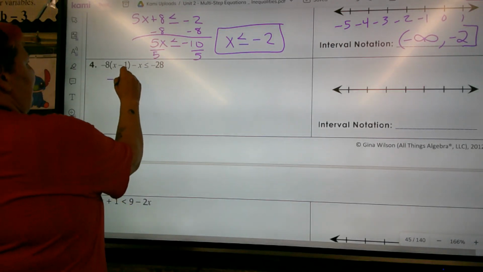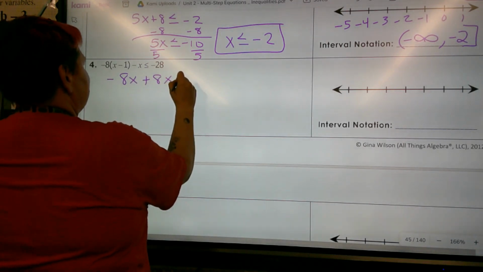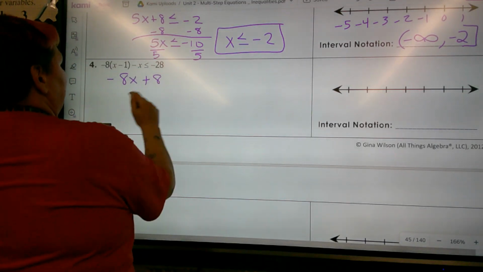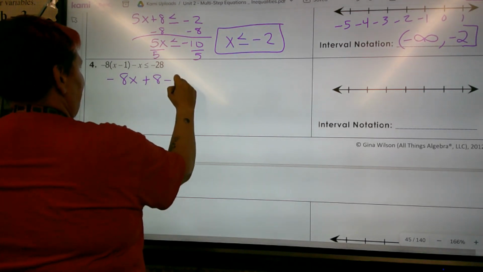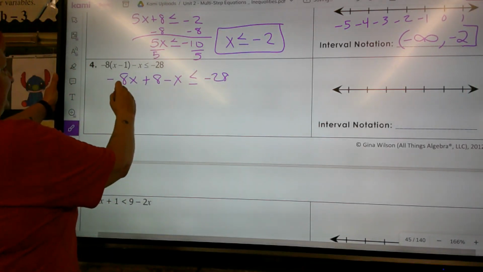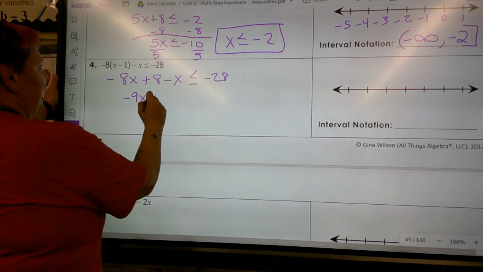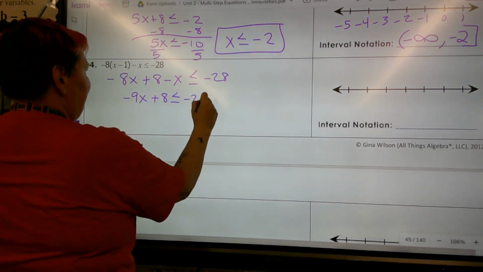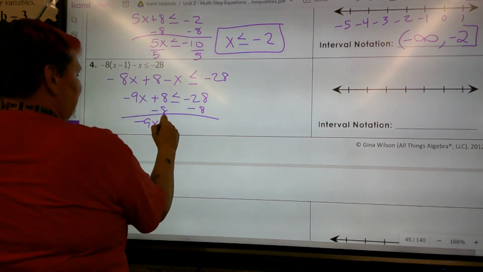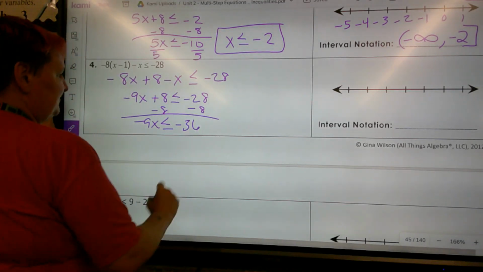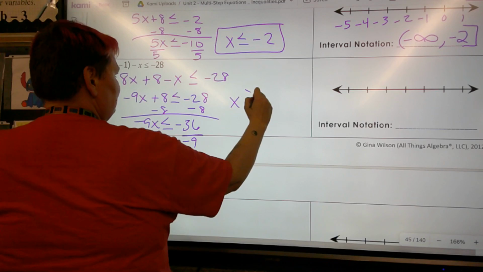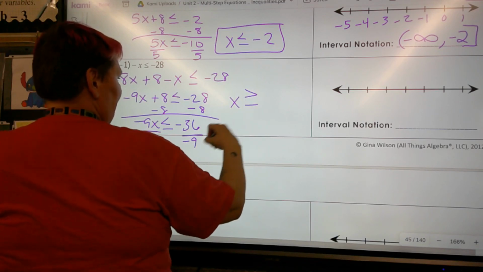All right, negative 8x plus 8 minus x less than or equal to negative 28. Combine your like terms. Negative 9x plus 8 less than or equal to negative 28. Subtract 8. Negative 9x less than or equal to negative 36. Because we're dividing by a negative, we're going to flip the inequality symbol. x is greater than or equal to. Negative divided by a negative is a positive.